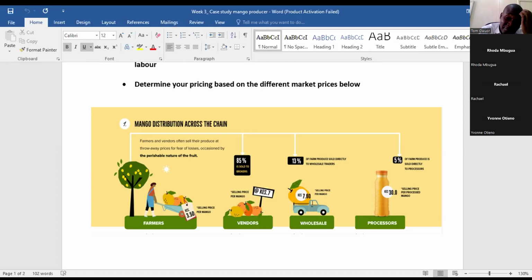Okay, so the numbers are what? 85% of 10,000 is 8,500. Then 13% of 10,000 is 1,300. And 5% of 10,000 is 500. So you already have the volumes across those channels.